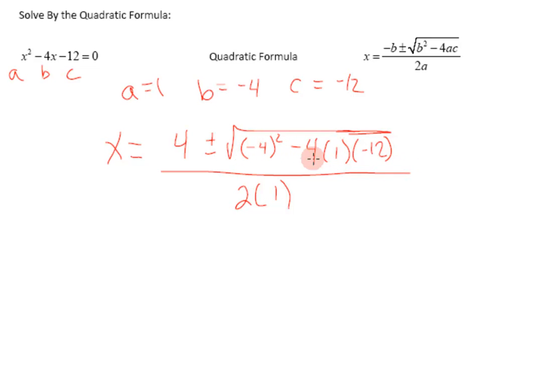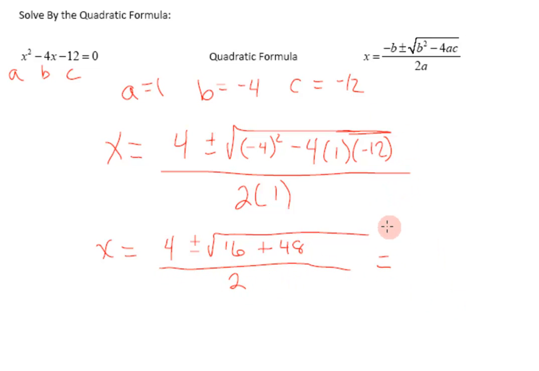Now you have to multiply this all out, but look at it, it says this minus this product, but if I use the negative when I'm multiplying it turns into a plus, so we better put a plus then. Okay, so 4 plus or minus the square root of 16, and this is negative times negative is positive, 48, all over 2.